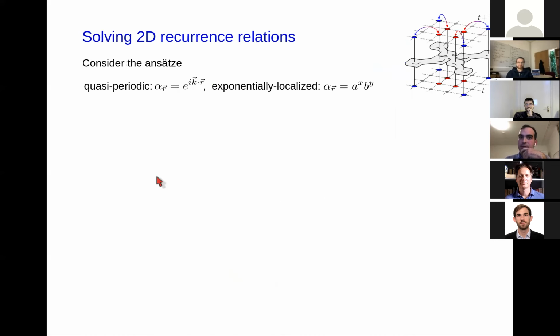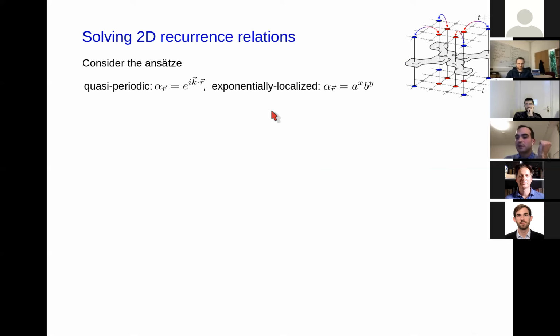Instead, we can use the insight that we got from the 1D systems and consider 2 different ansatzes. We could have a modulation of the form e^(ik·r), which would correspond to quasi-periodic symmetries. Or instead, we consider a modulation that is exponential in the 2 coordinates.